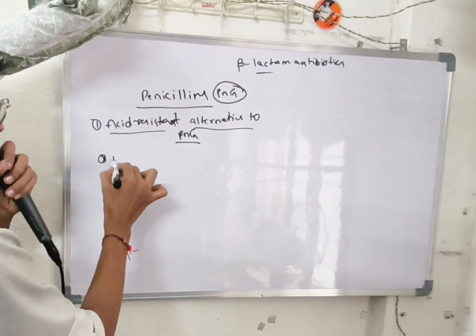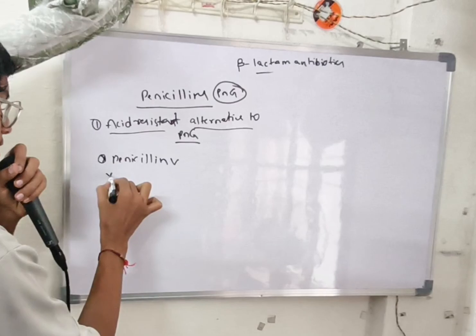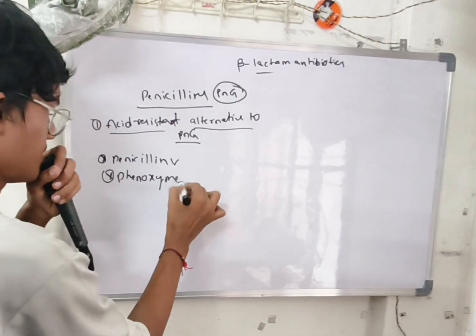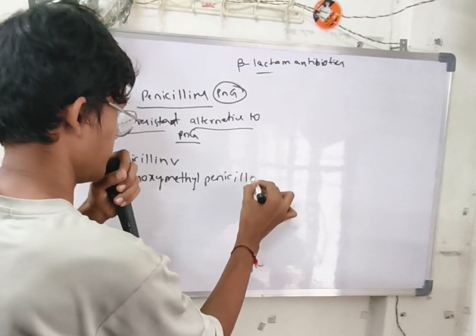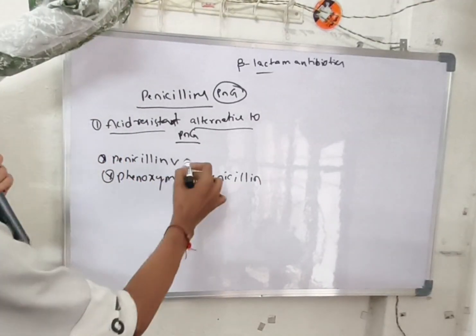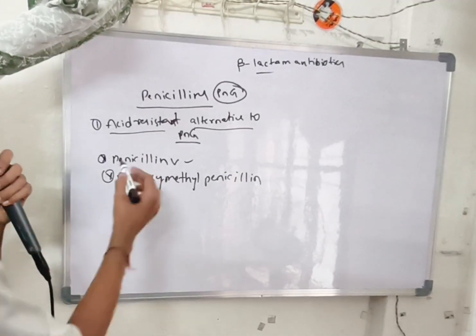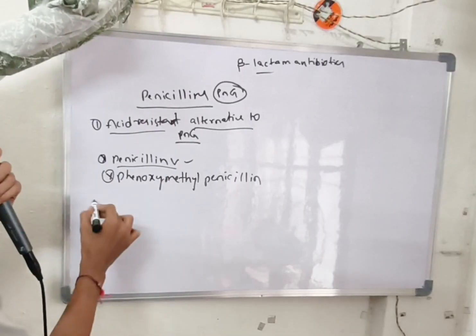What is that? Penicillin V and phenoxymethyl penicillin. Is it right? Penicillin V we can write, and phenoxymethyl penicillin. If you remember, you can write it, so we can remember this for sure: acid resistant alternative to penicillin G.